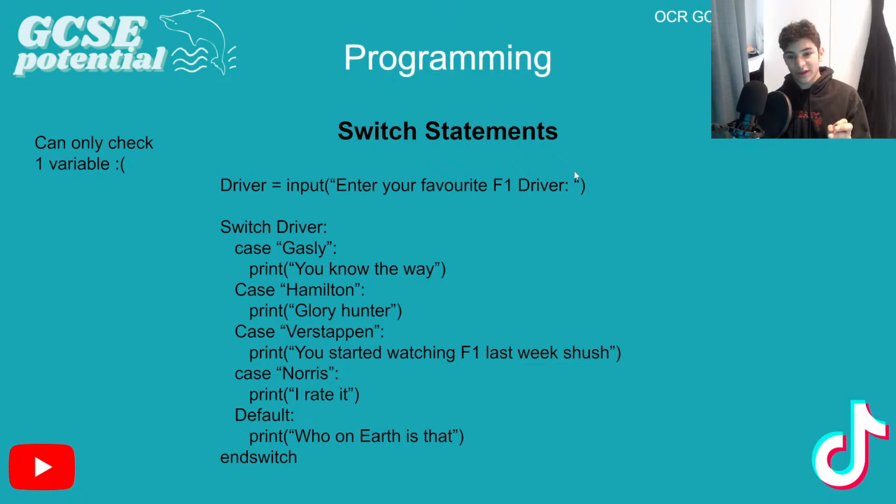So if the driver is equal to Gasly, then you say, you know the way. If it's equal to Hamilton, then you say, you're a glory hunter. If it says Verstappen, you started watching F1 last week, shush. Norris, I rate it. And default. Default is where people often mess up. Default is where it isn't one of these conditions. So if it was someone else other than this, it will say, who on earth is that? And then end switch. So the disadvantage of this is that it can only check one variable.